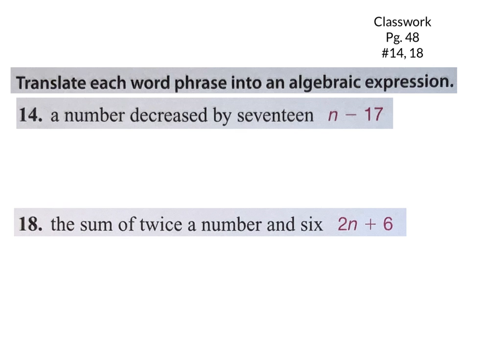So let's try some of these. Page 48, number 14 and 18. All right, the first one, a number decreased by 17. Decreased is subtraction. The sum of twice a number and 6. Twice a number is 2x. Sum is addition, so, and they used n, 2n plus 6. 2n plus 6.